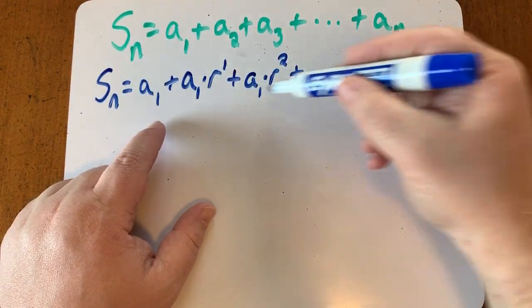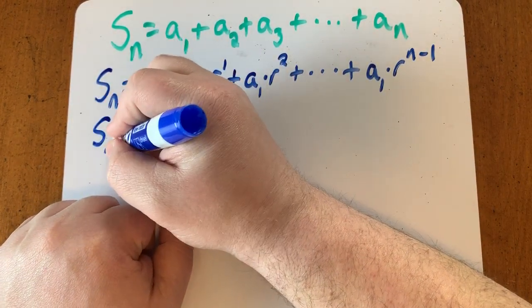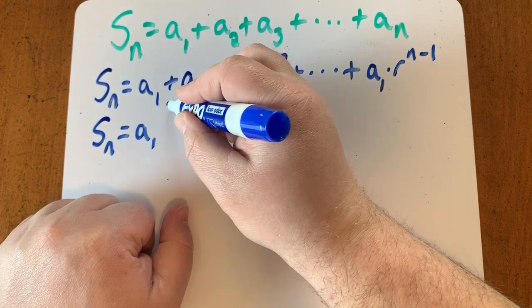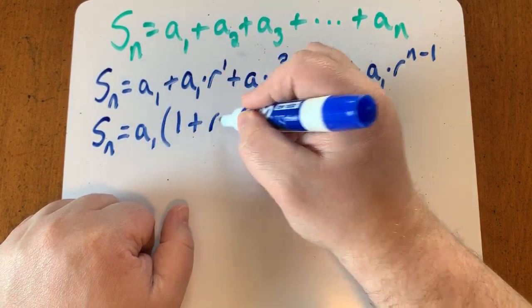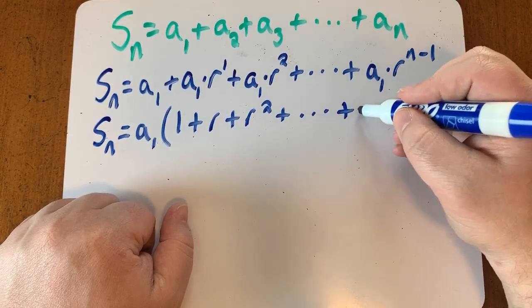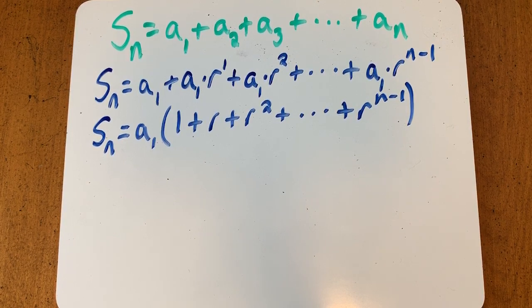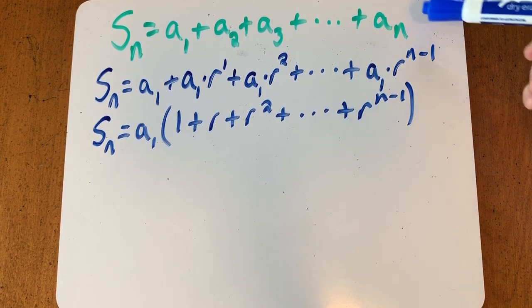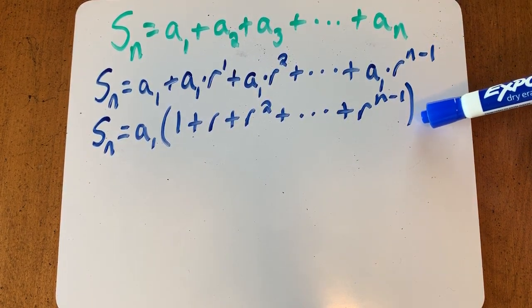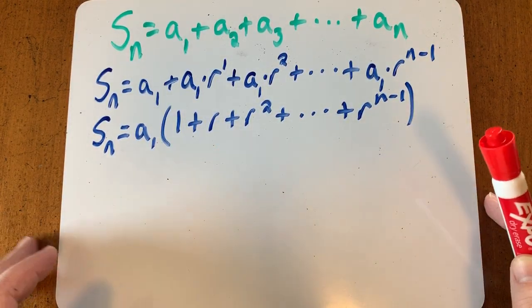So all of these have something in common. They all have the a sub 1. So it's 1 plus r plus r squared plus all the way to r to the n minus 1. So this could be represented as that. Now this is still a messy formula because there's still that dot dot dot in there that doesn't help us. But this will help us.